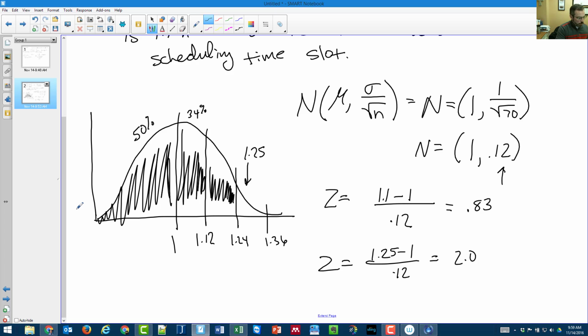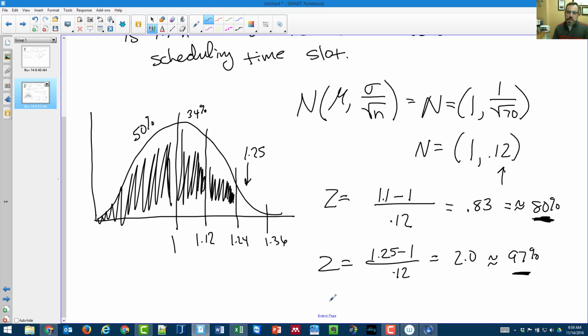And again, you can use a number of different things. I'm going to use the ones in the back of the book. So for 0.83, I get 0.7967, so that's approximately 80%. If I do 2.0, I have approximately 97%. Remember, that's telling me that I am going to be late. 80% goes from here all the way up to 1.1. So I'm going to be late 20% of the time. Here, I'm only going to be late 3% of the time.